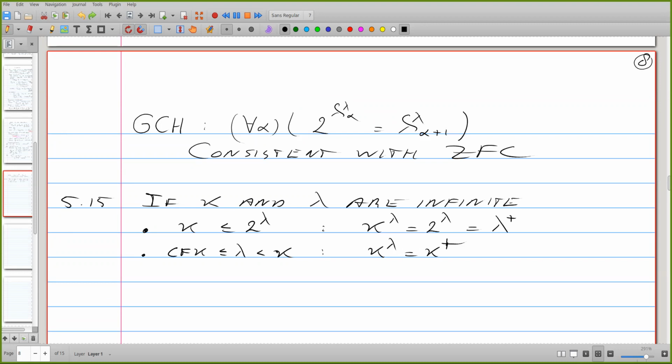Kappa to the lambda is equal to kappa plus. Why? Well, we already found out that kappa was less than kappa to the lambda, but kappa to the lambda was less than or equal to 2 to the kappa. There is not much room then anymore. If we assume the generalized continuum hypothesis, it has to be kappa plus.